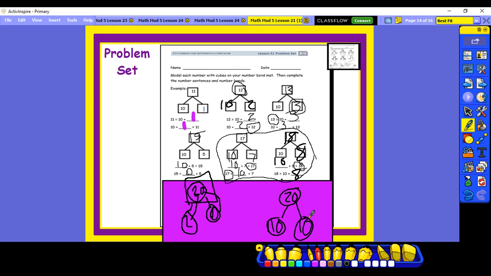I'm so proud of you. That was a really tricky problem to try to solve. I'm glad you were able to do it. If that tricked you as well, that's okay. We're just going to keep learning.